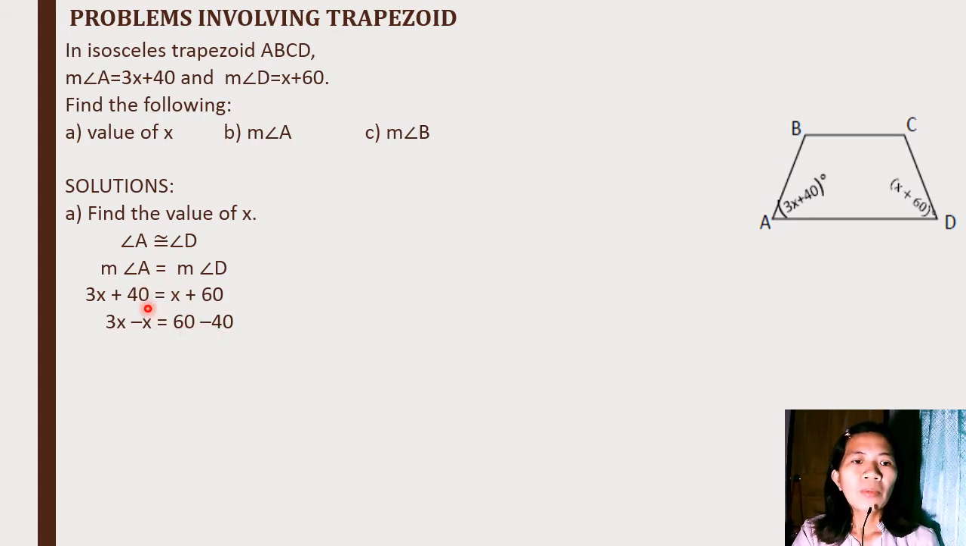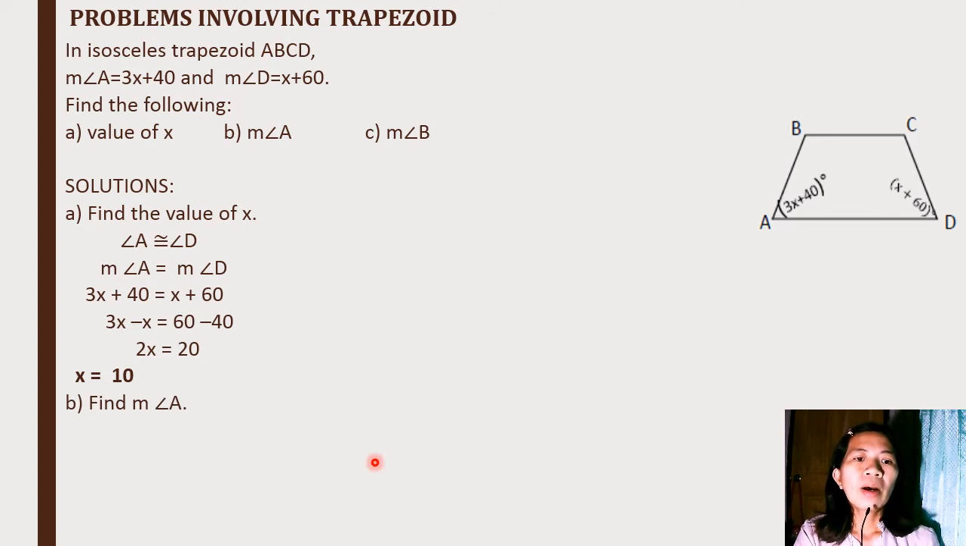So we have, okay, this will become 0. 3x minus x is 2x, equals 60 minus 40, which is 20. Now we are going to divide both sides of the equation by 2. So 2 divided by 2 is x, and 20 divided by 2 is 10. So the value of x is 10.